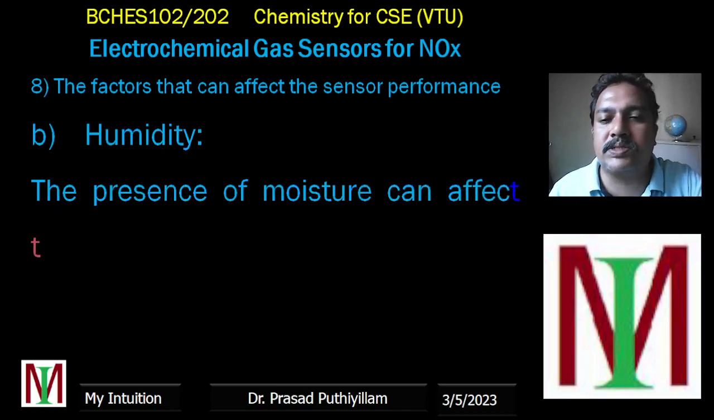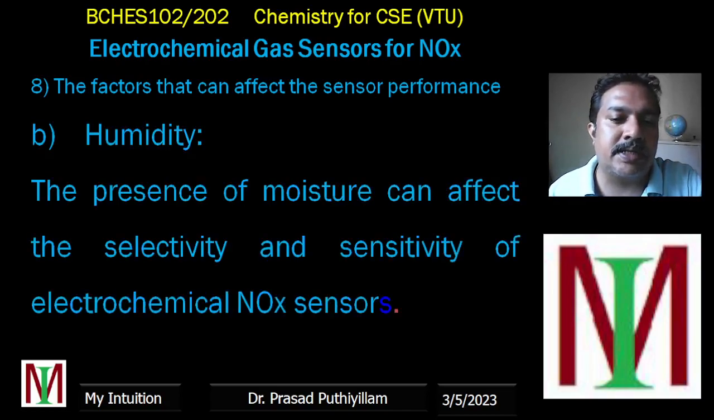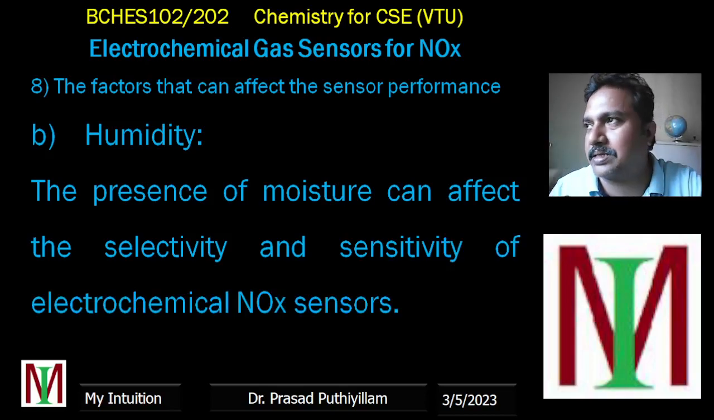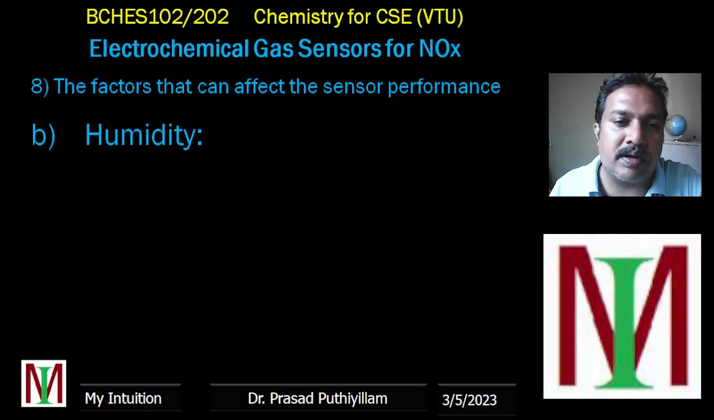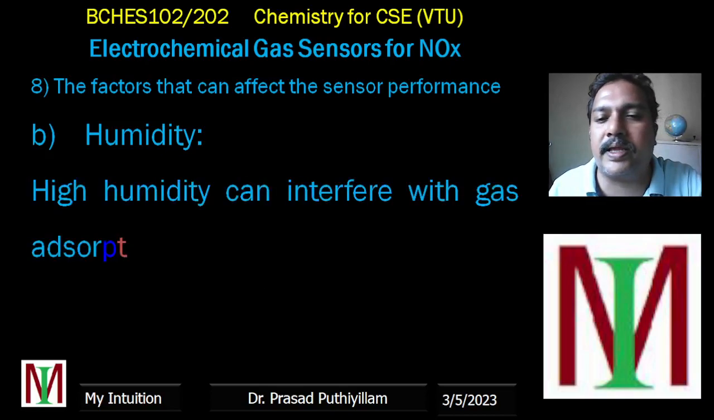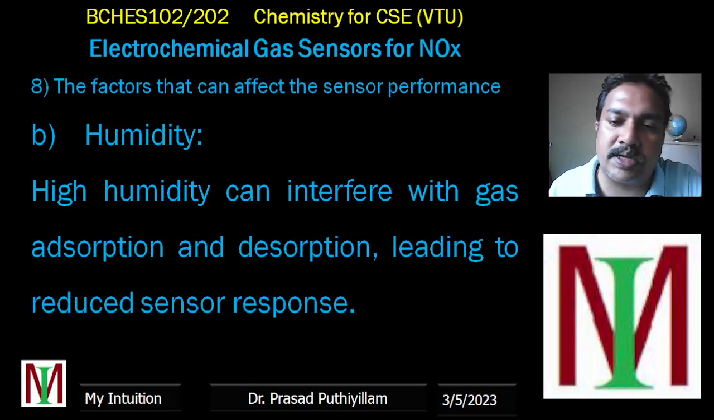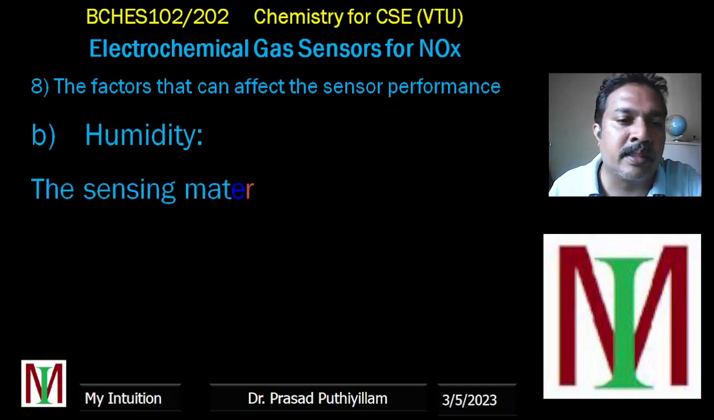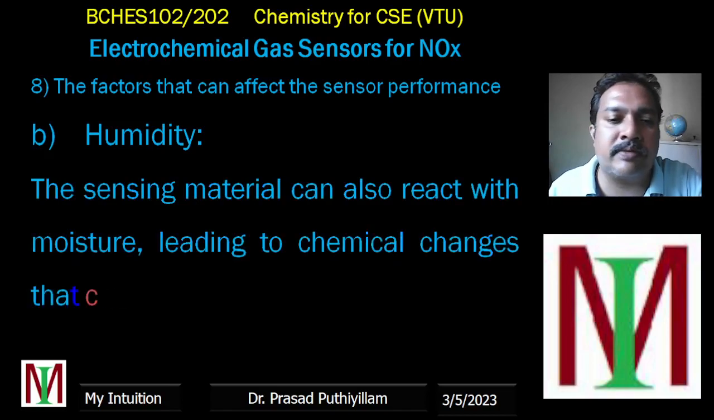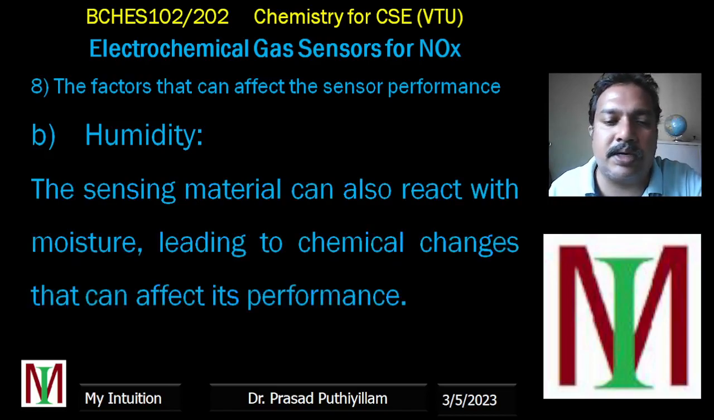Humidity. The presence of moisture can affect the selectivity and sensitivity of the electrochemical NOx sensor, because the water molecule, as a gas, will also react and produce a signal. So humidity will also affect it. High humidity can interfere with the gas adsorption and desorption, also leading to reduced sensor response. The sensing material can also react with moisture, leading to chemical changes that can affect its performance.